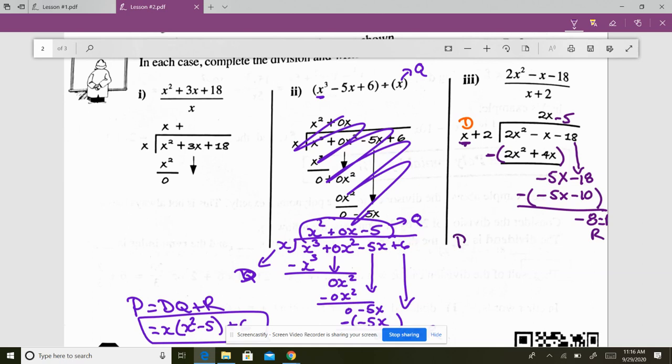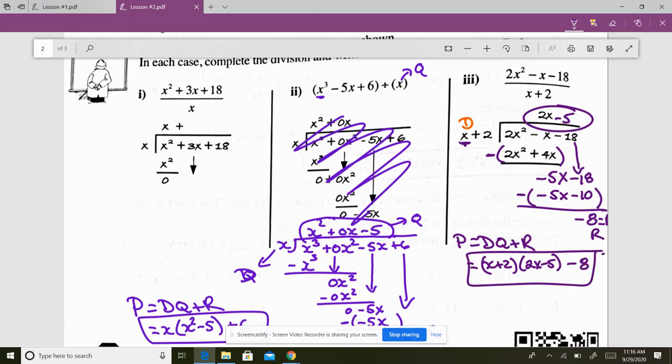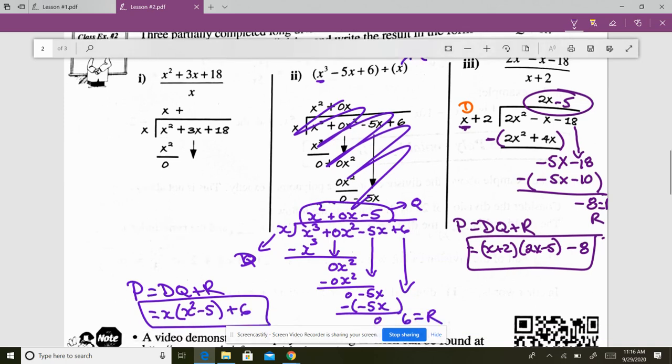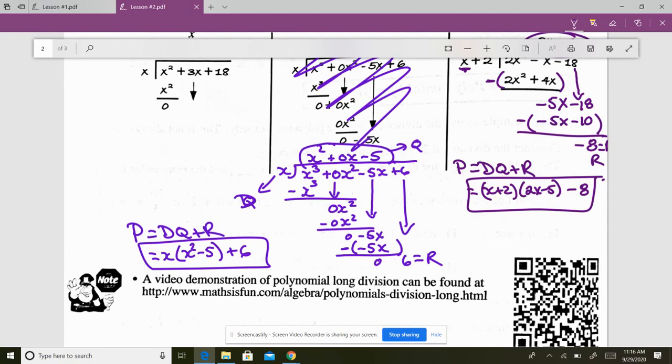So then we say P is dq plus r. The divisor, what you're dividing by, is x plus 2. The quotient is the thing up there, just 2x minus 5. And the remainder is negative 8. And that's it. All right, I have one more to do. Then we're done. Are there any questions?